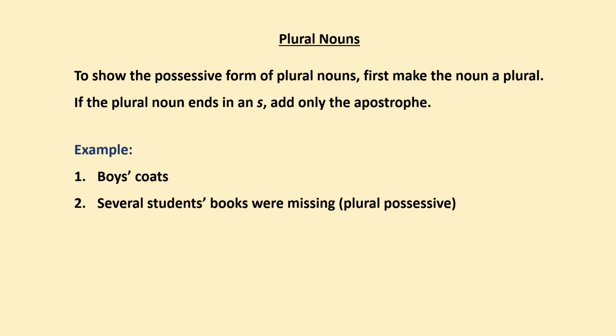Then let's look at the second example. Several students' books were missing. So here we are discussing more than one student. So multiple students' books were missing. So you add only the apostrophe because it is a plural noun. So let's go forward.